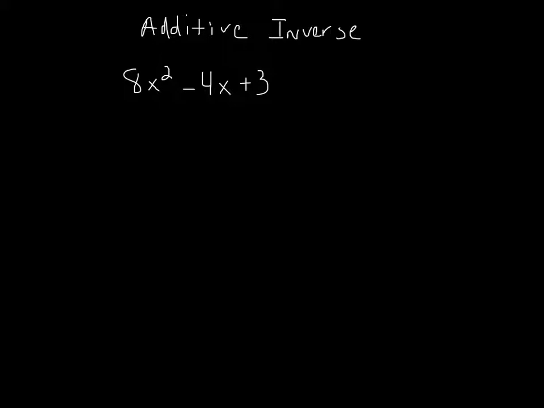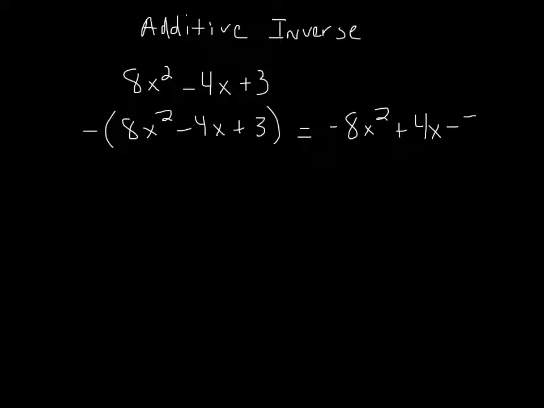If we were talking about factoring, you would just basically pull out a negative, but instead, if we showed it this way, you could say the additive inverse of 8x squared minus 4x plus 3 would be negative (8x squared minus 4x plus 3), which if you distribute that, is going to end up giving you negative 8x squared plus 4x minus 3. So the additive inverse of 8x squared minus 4x plus 3 is basically just making everything the opposite sign. That's what additive inverse means.